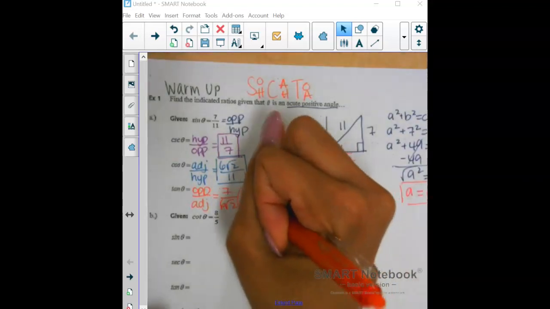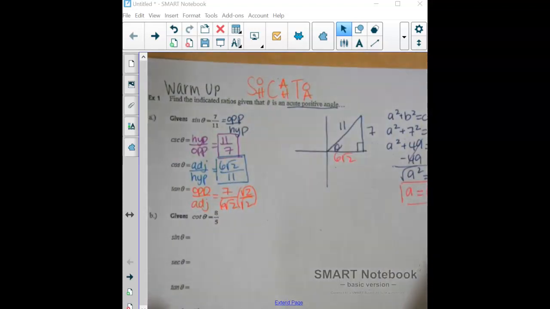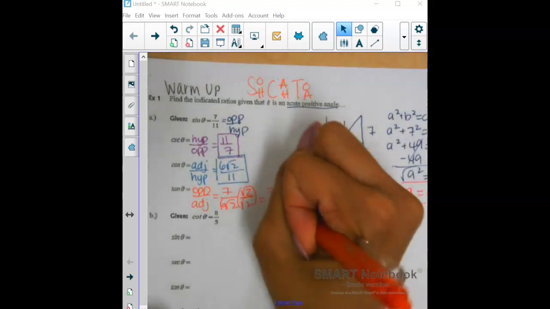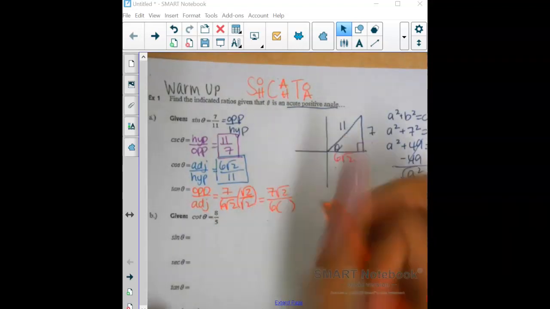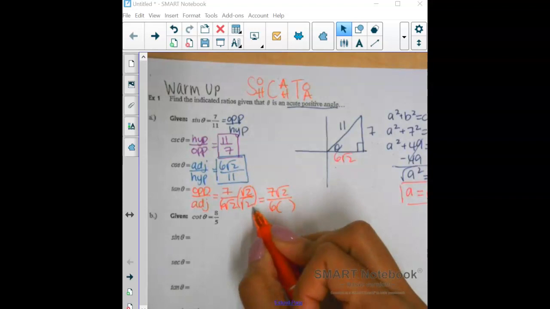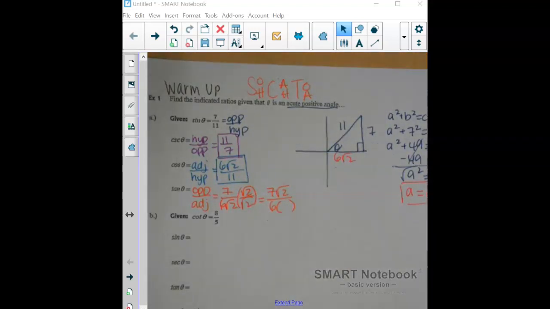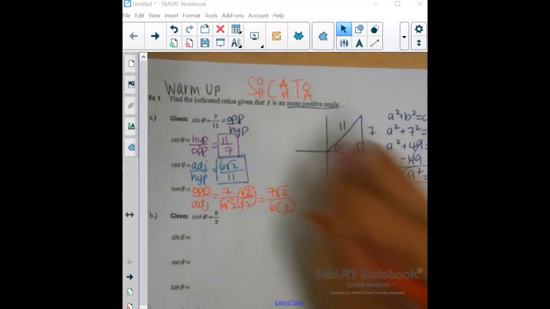Multiply by the square root of 2 on the numerator and denominator. So that's going to leave me with 7 square root of 2 over, in the denominator, you're going to have 6 times square root of 2 times the square root of 2. But what's the square root of 2 times the square root of 2? Just 2, because 2 times 2 is 4. When you take the square root, it's just 2.